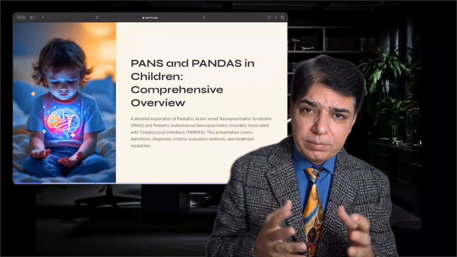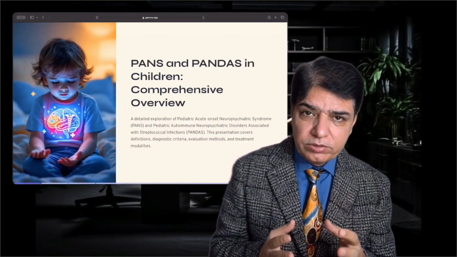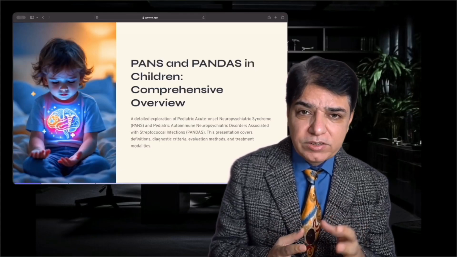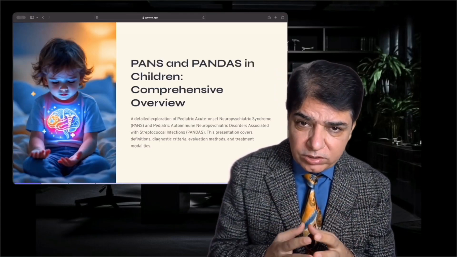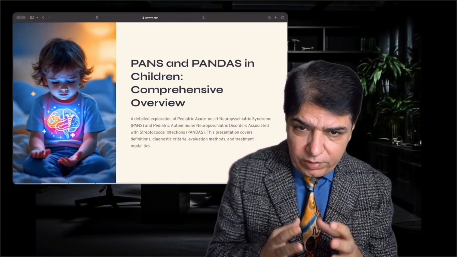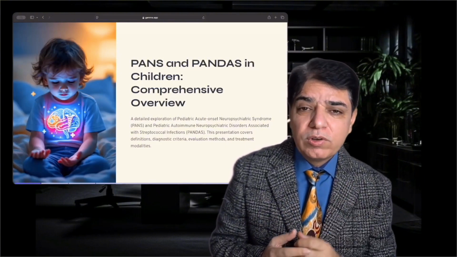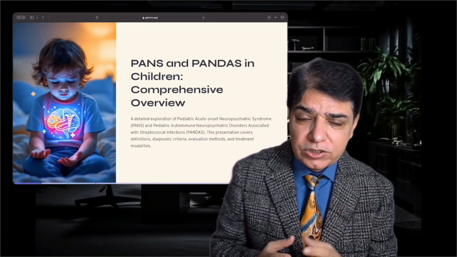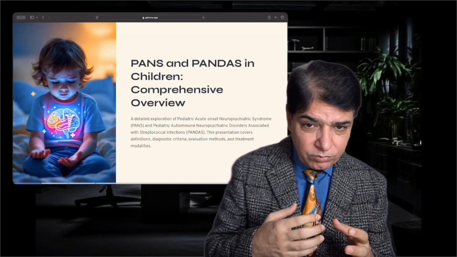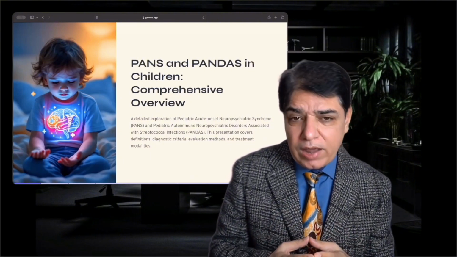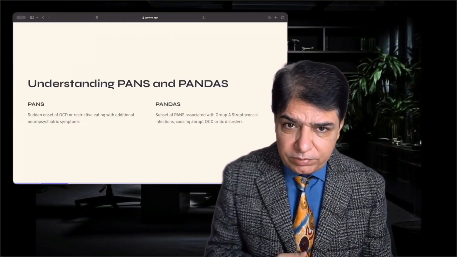So what is PANS and PANDAS? PANS basically stands for Pediatric Autoimmune Neuropsychiatric Syndrome, while PANDAS stands for Pediatric Autoimmune Neuropsychiatric Disorders secondary to streptococcal infections. So in this presentation, we would look at the definitions. We would also look at the diagnostic criteria for these conditions. We will be talking about some evaluation methods that we employ when we are confronted with these situations, and what are the treatment modalities for PANS and PANDAS. So let's start with the definition.